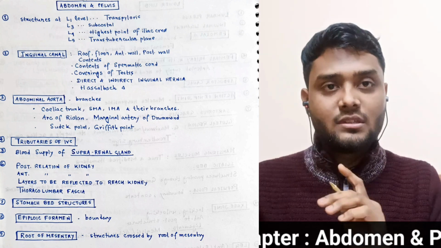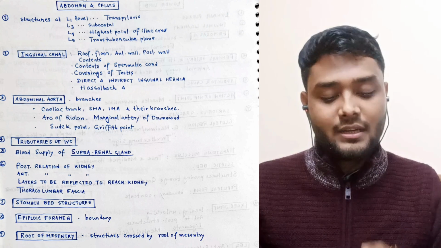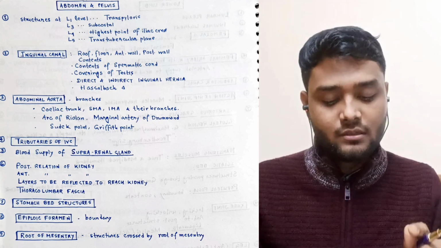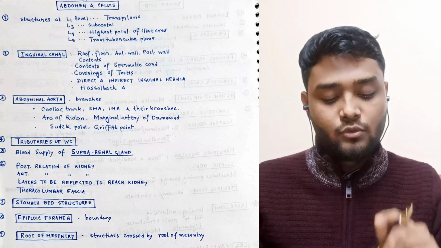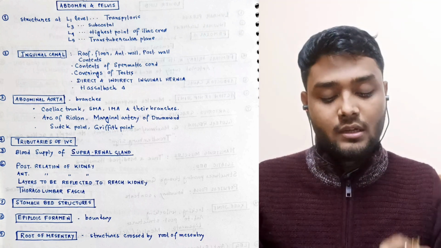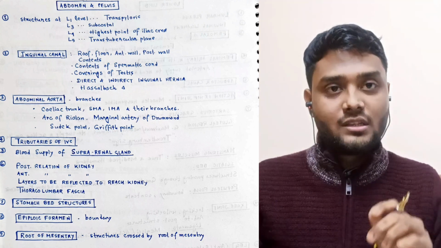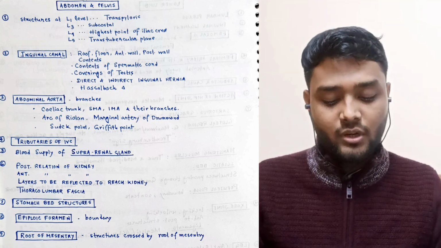Firstly, read about the structures at L1 level. Transpyloric plane, L3 level, subcostal plane, L4 level, it is the highest point of the iliac crest, L5 is the transtubercular plane. Then the inguinal canal: the roof, floor, anterior wall, posterior wall, the content of the spermatic cord, the coverings of the testis, and direct and indirect inguinal hernia, Hesselbach's triangle, a very, very important topic.